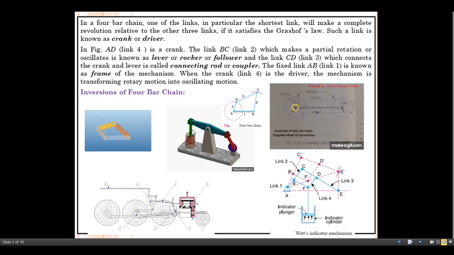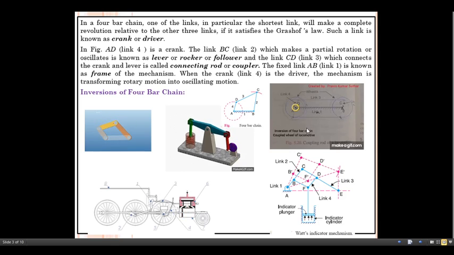Okay, this is about the beam engine, or crank and lever mechanism. Here is the crank with us, and here is the lever with us. So the name given for this is the crank and lever mechanism. Link number 1 is here, which acts as the frame. This link is fixed. So we'll move towards the next mechanism.